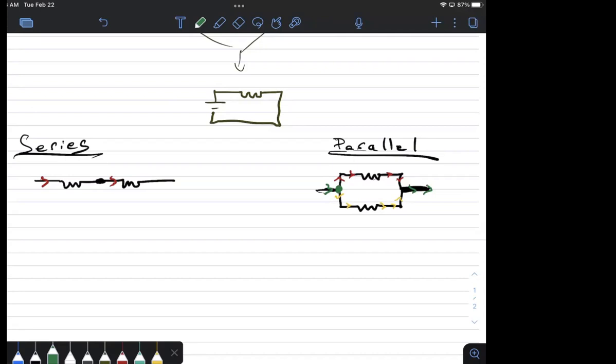Okay, so that's the difference between series and parallel. Series, if the electron hits the first, it will inevitably hit the second. There's no choice. The electron has to go through both. Parallel, there is a choice. There's a path difference. An electron can either hit one or it can hit the other, but it will never hit both. Okay, are there any questions about the difference between series and parallel?